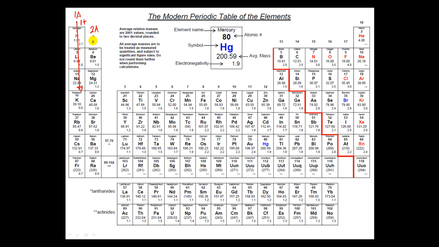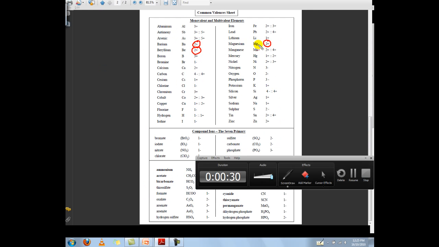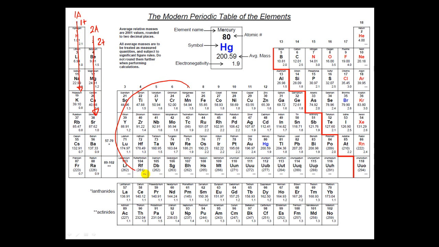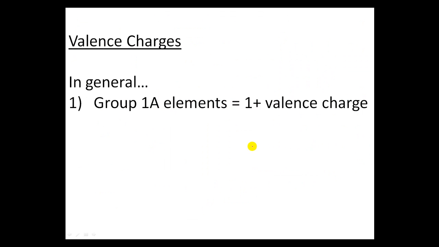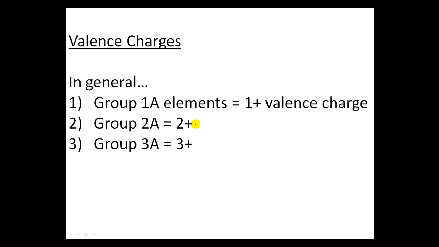And then all the elements in group 2A have a 2 plus valence charge. Barium, beryllium, magnesium, all 2 plus charge because they need to lose 2 electrons to become stable. Then we jump these guys because these are the transition elements. They don't follow the pattern very well, so we can't really look at it in that sense. However, we jump over here to group 3A, and they should all have a 3 plus valence charge. So to recap, in general, group 1A elements have a 1 plus valence charge. Group 2A, 2 plus, 3A, 3 plus.